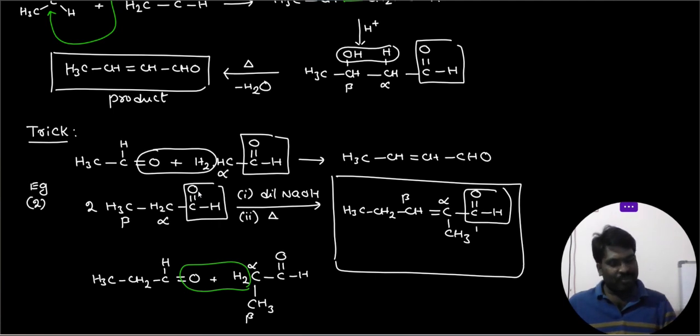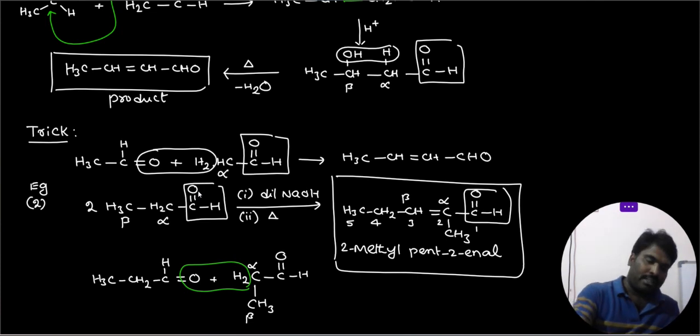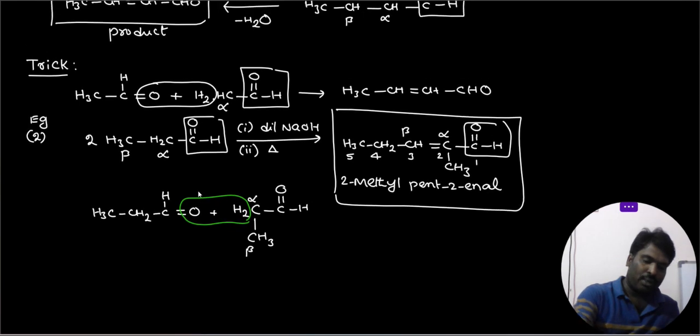Clear? Now the IUPAC name: 1, 2, 3, 4, 5. Now you can write 2-methyl pent, the parent chain is 5 carbons, pent, 2-ene, 1-al. No need to write the 1-al. An aldehyde always exists at the terminal. So 2-methylpent-2-enal. Clear everyone? Like that you can write any product. For any reaction you can write the product easily.